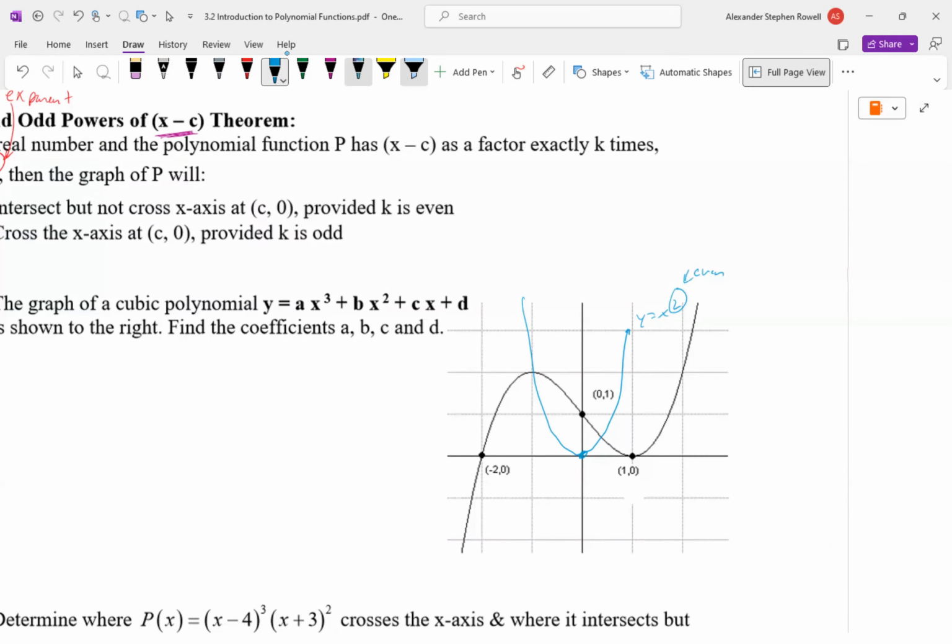So if the exponent of your factor is even, it doesn't pass through the 0. Another example would be y equals x cubed. It has a 0, really x minus 0 cubed, and the exponent is odd. When the exponent's odd, your graph will pass through the 0 to the other side of the x-axis.